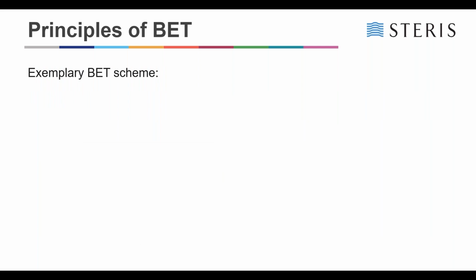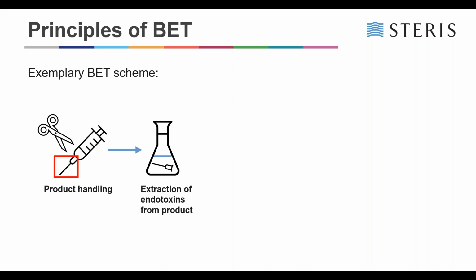Moving on in principles of BET, we can review an example of a testing scheme. So first is the product handling. Select portions of the product are prepared for extraction to simulate the use. In this case, we can see that happening here. The next step is an extraction of the product. We would use sufficient portions of water for testing, but not more than what would over dilute the endotoxin levels and produce artificially low results.